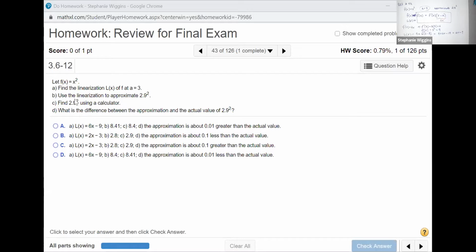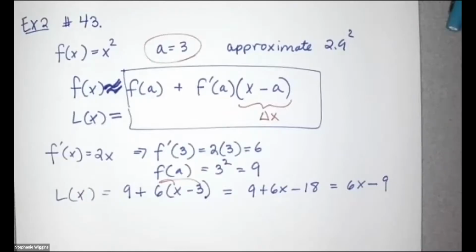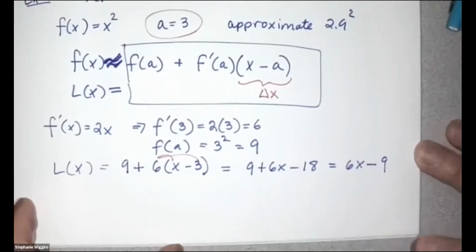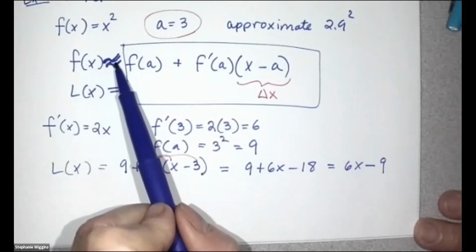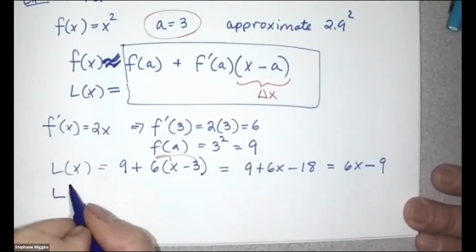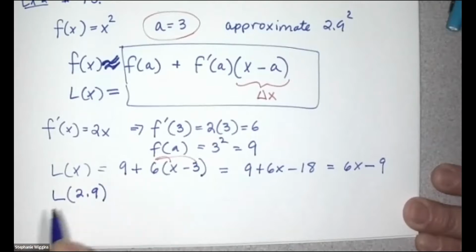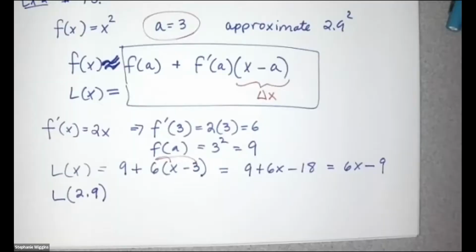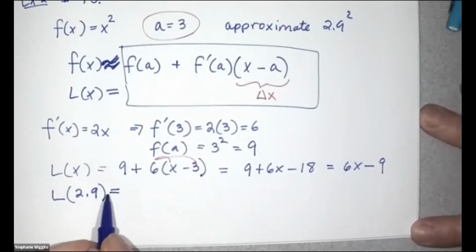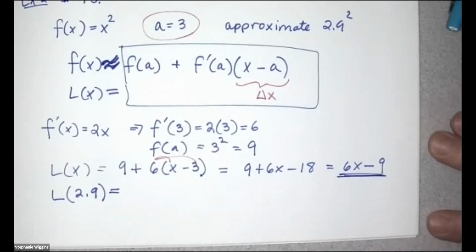Okay. So now it says use the linearization. That means they want you to use this function to approximate 2.9. And that's the whole purpose of the linear function, is to approximate the actual function. That's what we're doing here. We're finding the approximation. So L of 2.9, is that what it was? Just let me double check to make sure. Yes, 2.9. Okay, so L of 2.9 equals, and this is the formula for L, 6x minus 9.